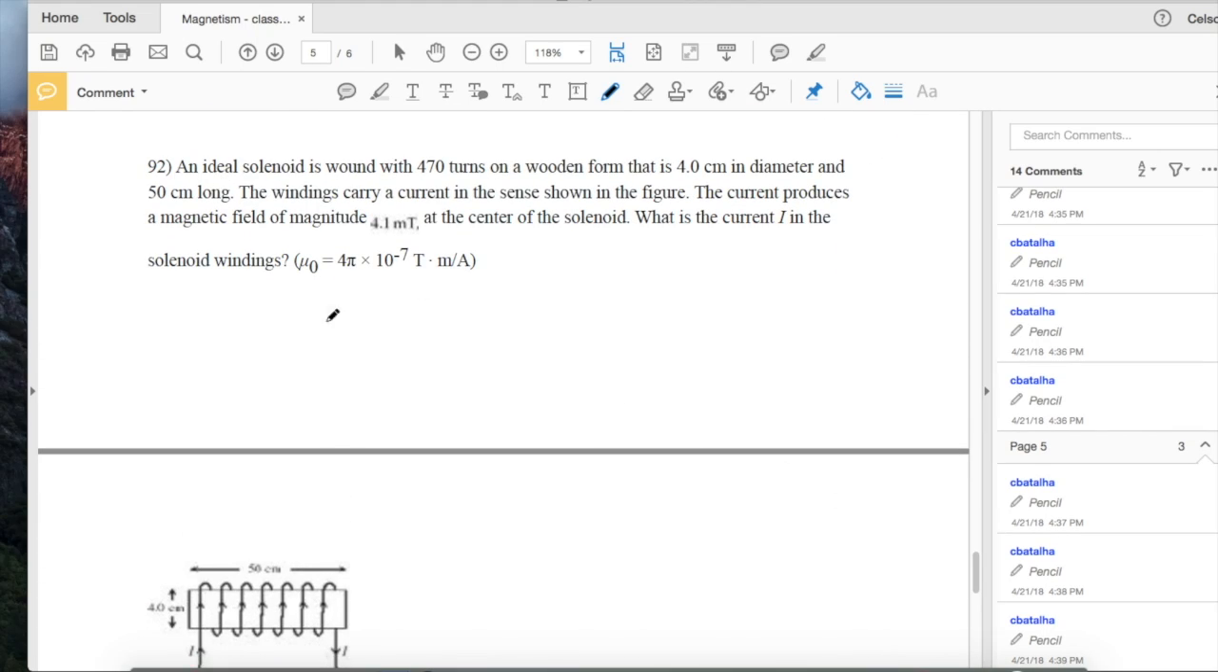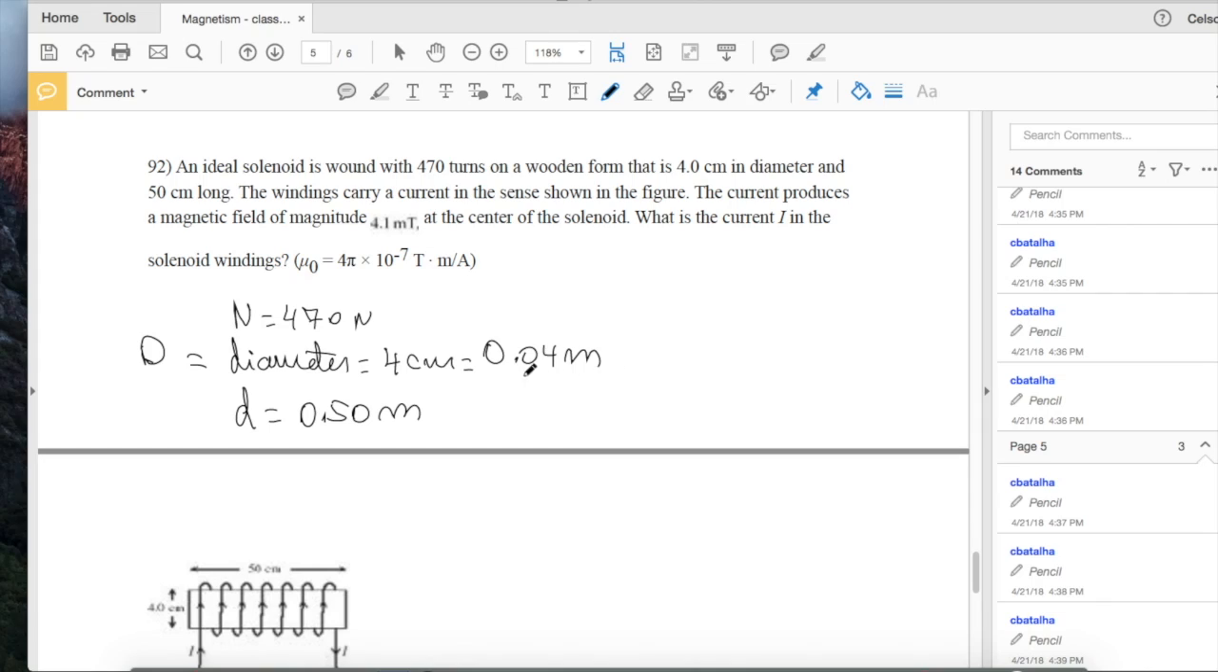An ideal solenoid has, now the N is given. Now the N is being given. And the diameter, so diameter is not the size, diameter is given, 4 centimeters. So just go quickly and change that to meters. And it has a size, so D, as we used up there, right? The length of the solenoid is 50 centimeters. So let's convert that to meters.